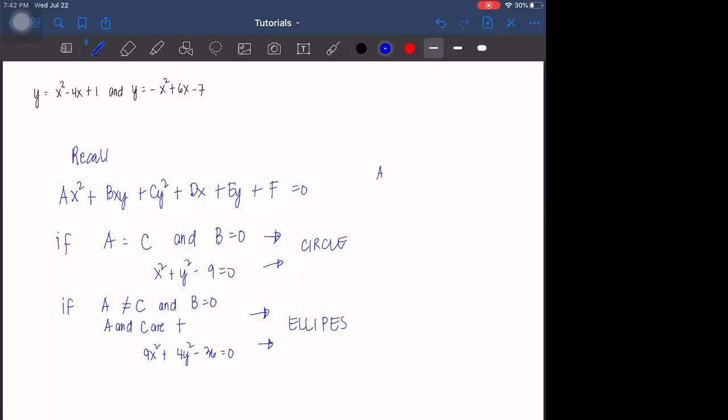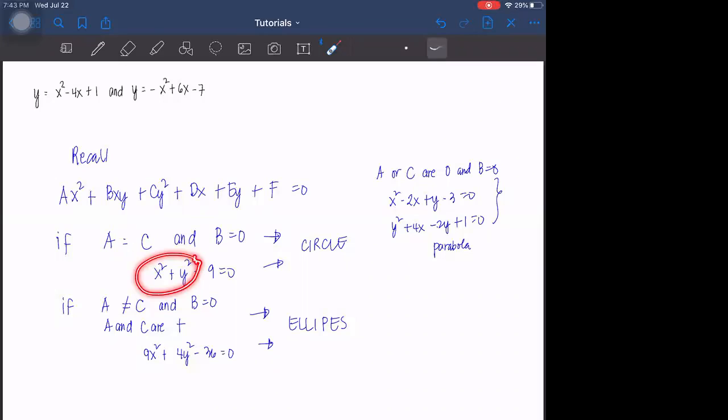If A or C is 0 and B equals 0, meaning only A or only C is present, for example x squared minus 2x plus y minus 3 equals 0, or y squared plus 4x minus 2y plus 1 equals 0, that is a parabola. We can recognize a parabola because only one term is squared, either x squared or y squared. For a circle, the coefficients of x squared and y squared must be exactly the same. If they are not equal but both are positive, it is an ellipse.